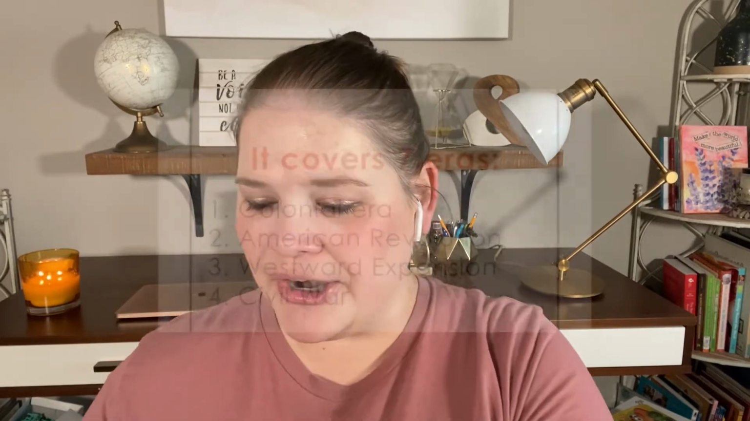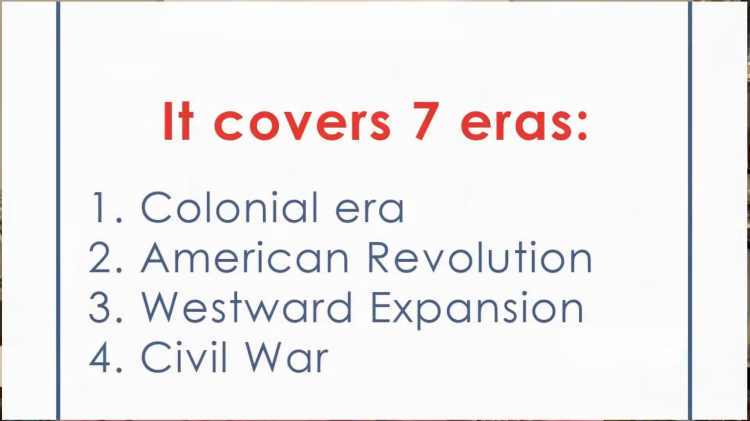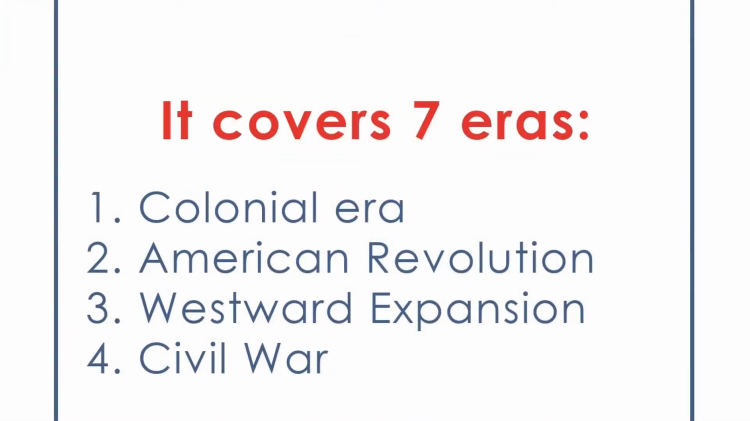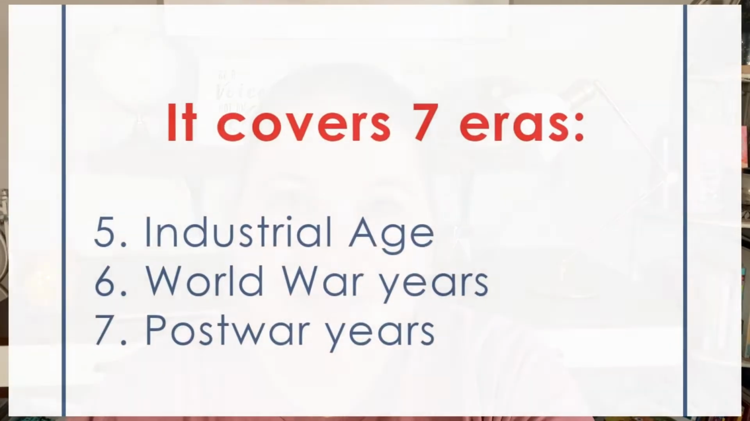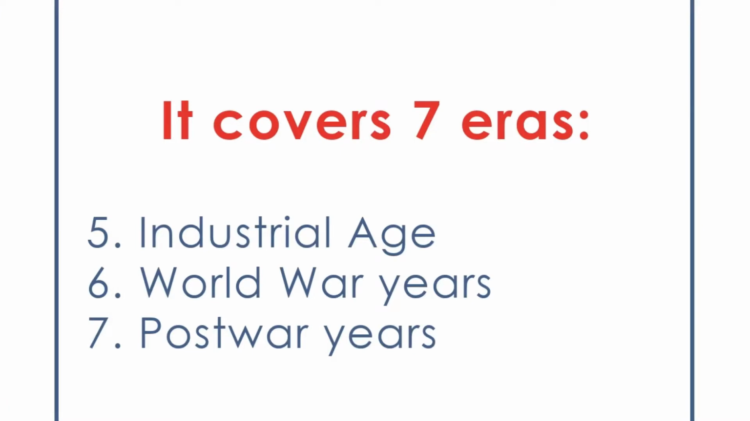With that said, the curriculum itself is all contained within this one book. So the book itself kind of serves as a framework to help you walk through 7 different American history eras. Those eras are the Colonial Period, the Revolutionary War period, westward expansion, the Civil War period, Industrial Age, the World War years, and then the post-war years. So you have 7 different units that you can use, and all of the suggestions within each unit are perfect for younger elementary kids all the way through middle schoolers.